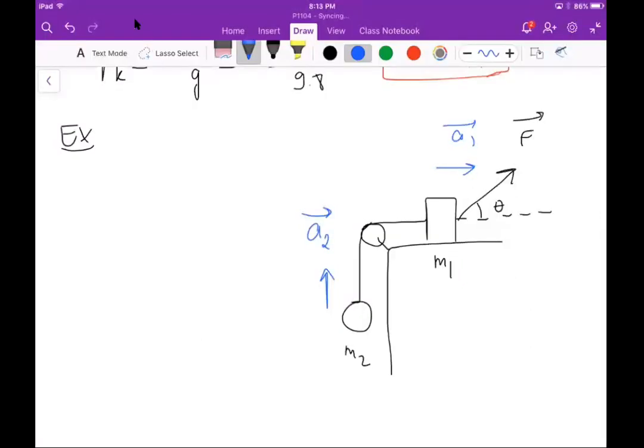And now what we have to do is take the system of both M1 and M2 separately, as we have done earlier, and apply Newton's second law on both, and then calculate what the acceleration A is. Okay, so let's start.